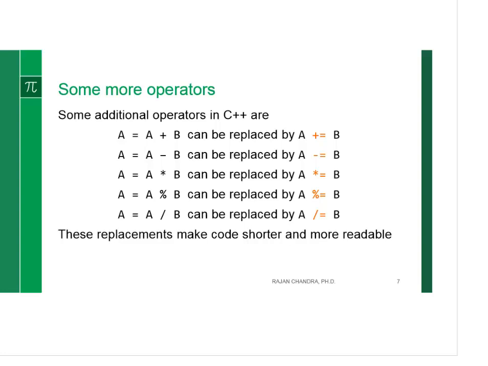There are some more operators that help you to save space. For example, a equal to a plus b can be replaced by a plus equal to b. a equal to a times b can be replaced by a star equal to b. In general, a equal to a op b can be replaced by a op equal to b, where op may be plus, minus, or star, or division, or modulus.